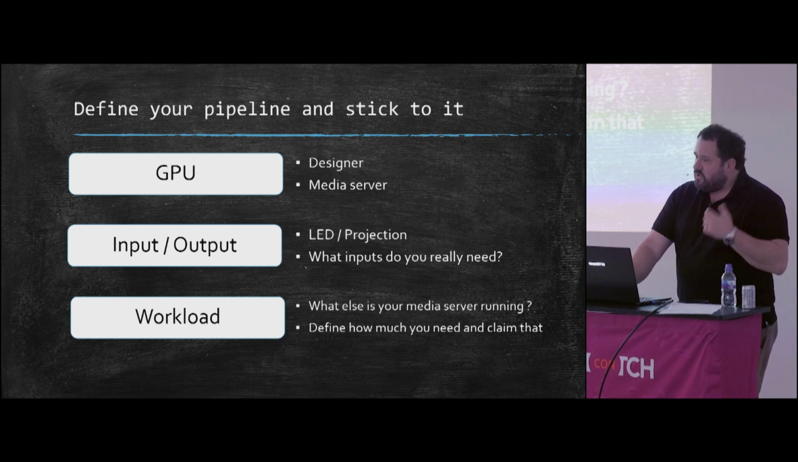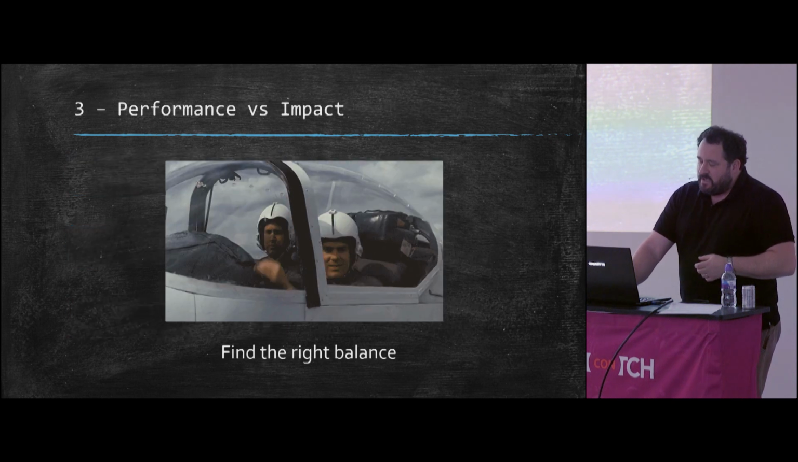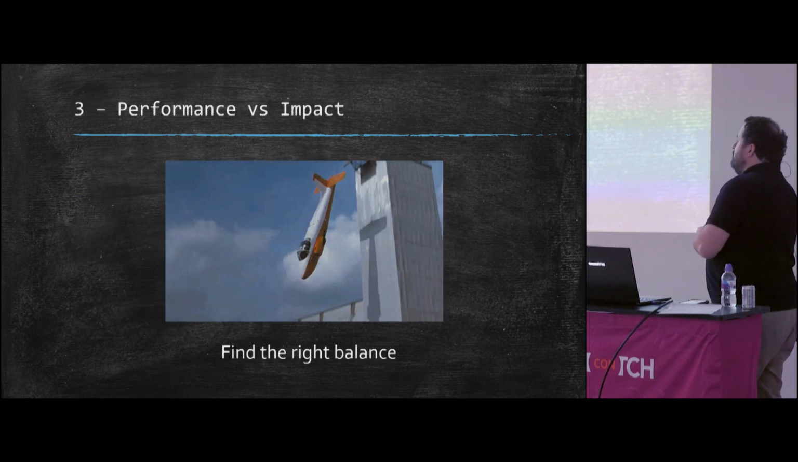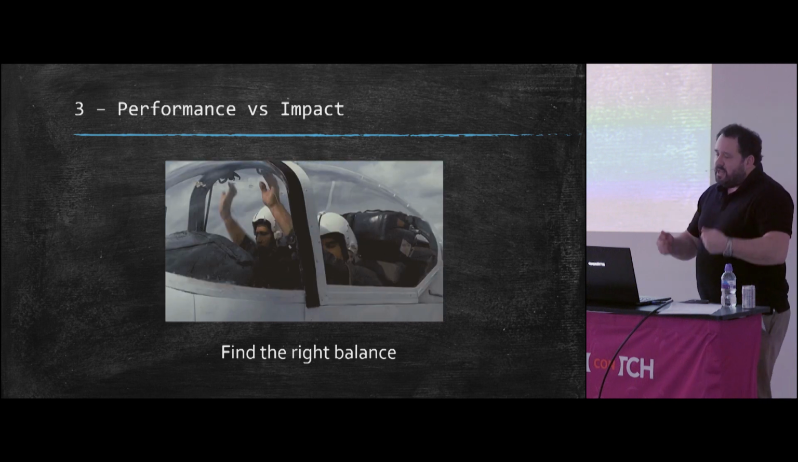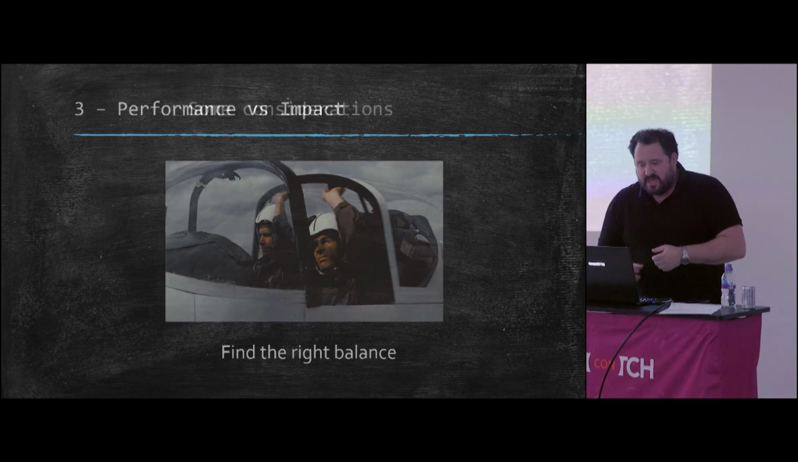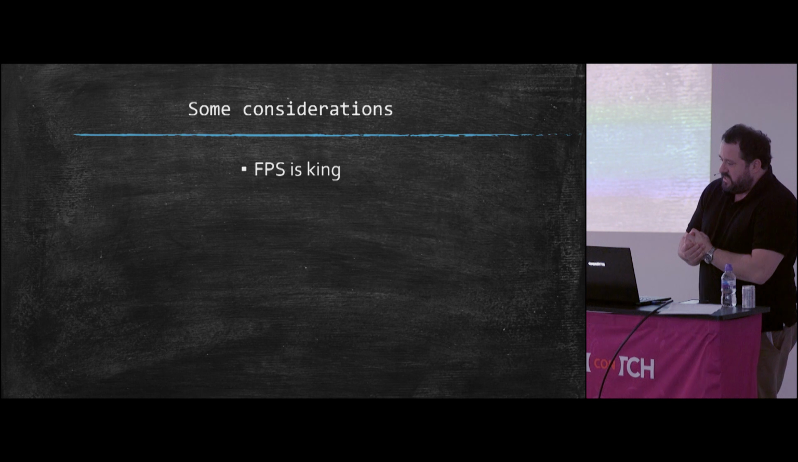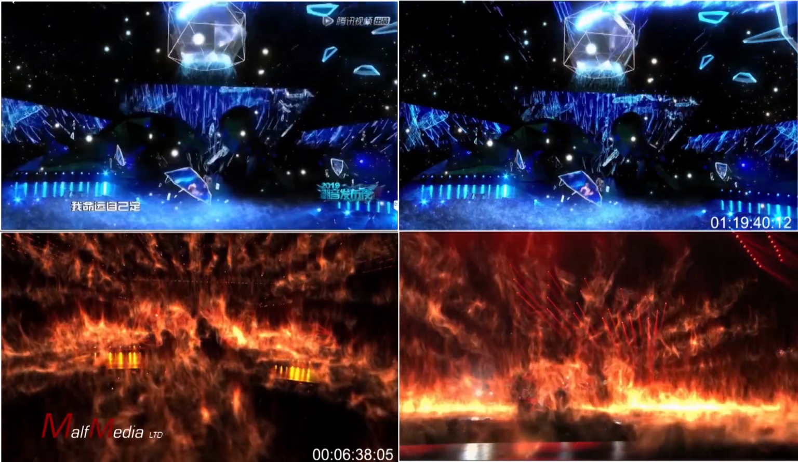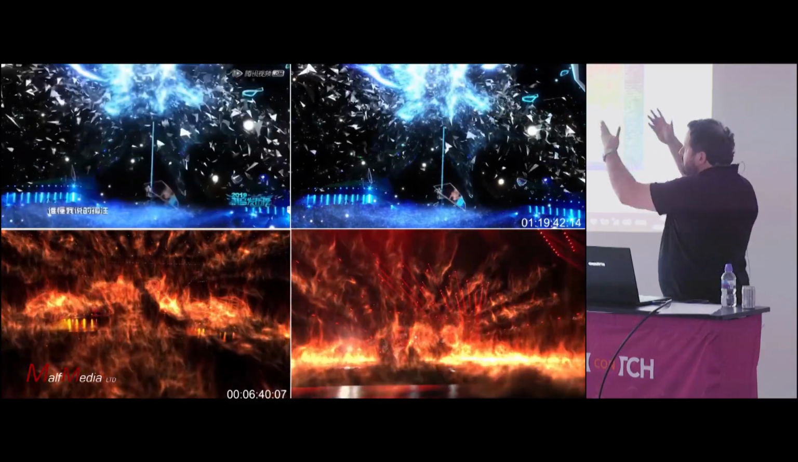So it's the only thing I can say. Know the media server that you're working with. Know the limits of that machine. Performance versus impact is a very careful balancing act. You've got to find the right balance. And by that, I mean frames per second is king. Now, there's another clip coming. Anyway, so frames per second is king.